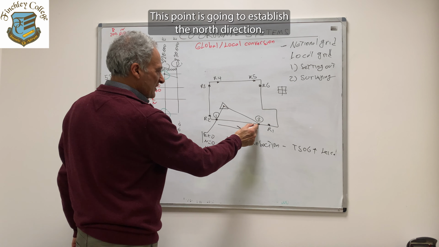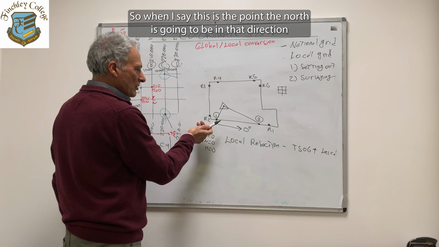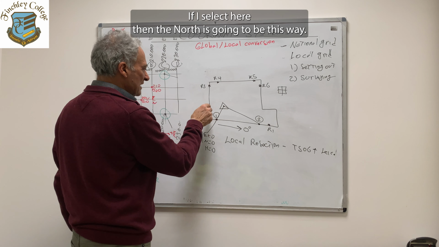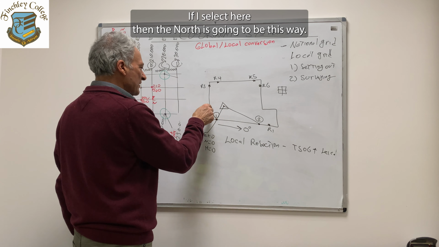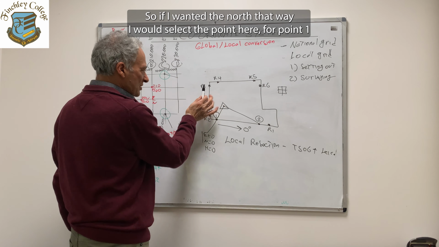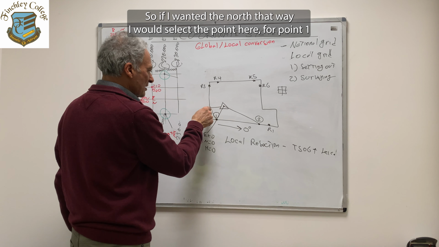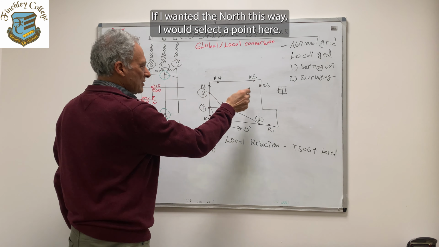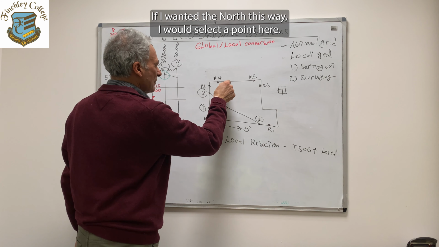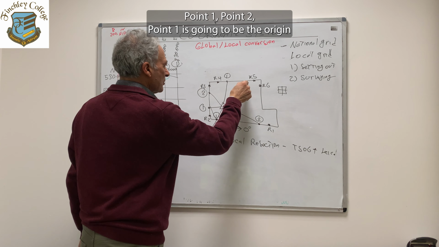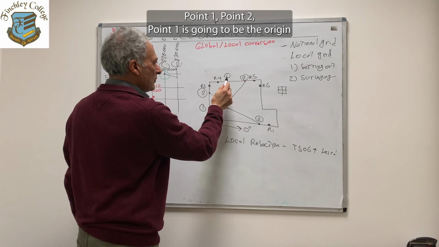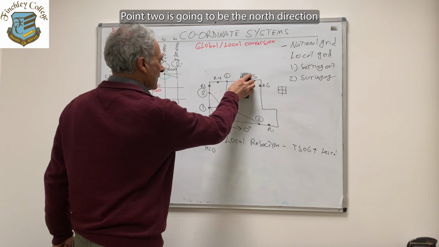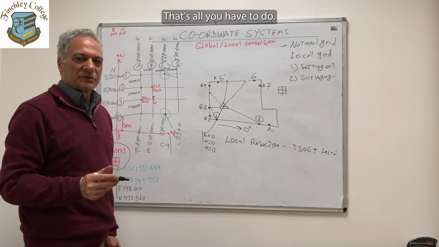This second point is going to establish the north direction. So when I say this is the point, the north is going to be that way. If I select here, then the north is going to be this way. If I wanted the north that way, I would select a point here, 1, and a point here, 2. If I wanted the north this way, I would select point 1 here and point 2 there. Point 1 is going to be the origin, point 2 is going to be the north. And that's it. That's all you have to do.